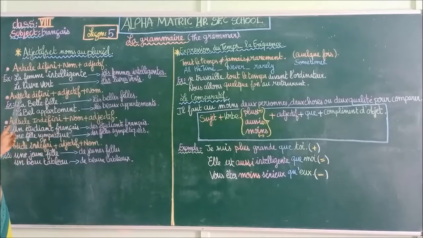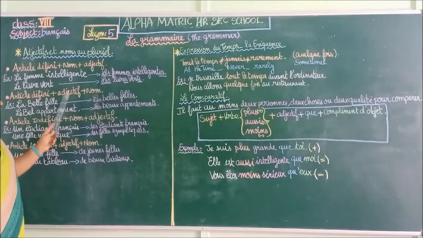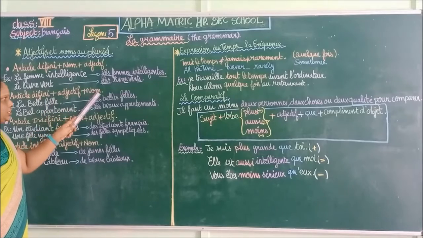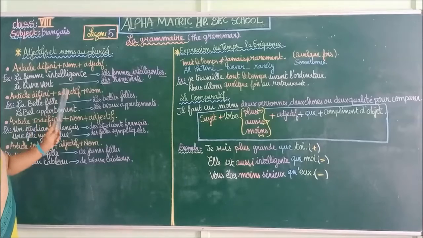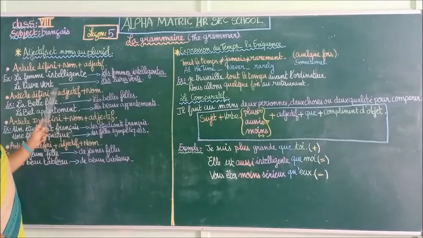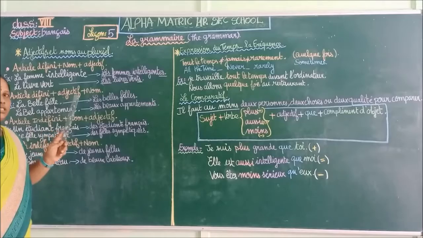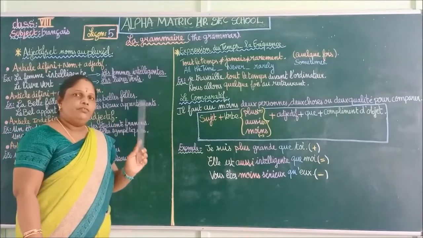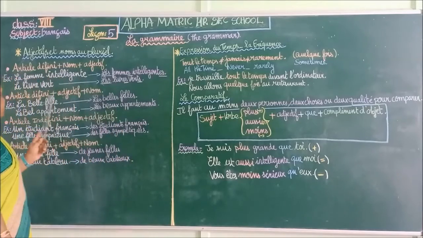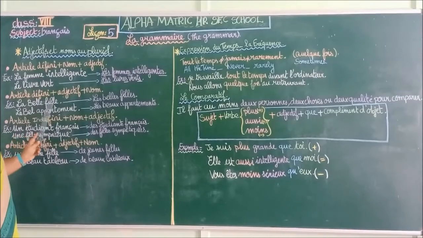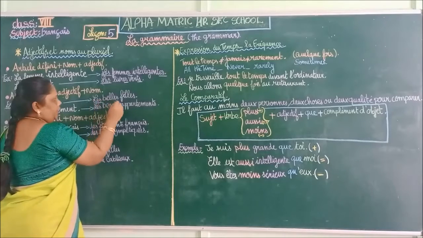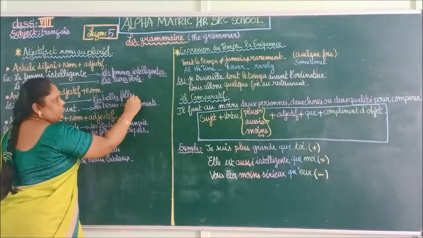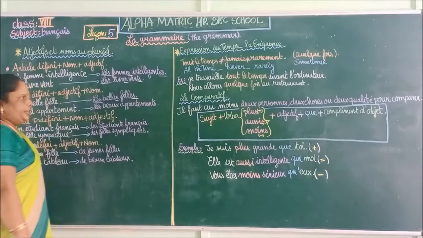Okay, so next one, the same procedure. Article défini with adjective on this side and the noun on that side. So you can see here you have noun plus adjective. Here you have adjective plus noun. Okay, so we saw the short adjectives are placed before the noun. We already learned that. Okay, la belle fille. So la will become les, and then we are going to add an S, and fille we are going to add an S.